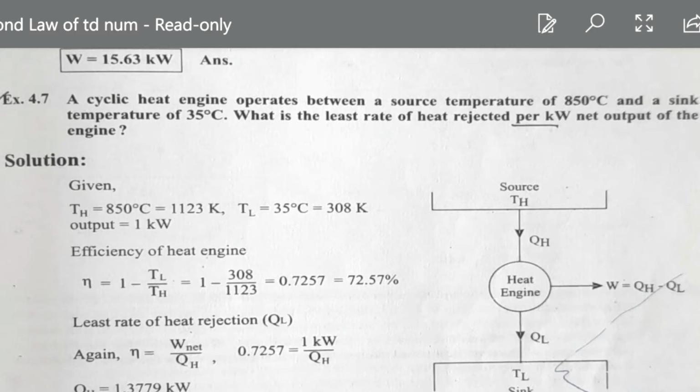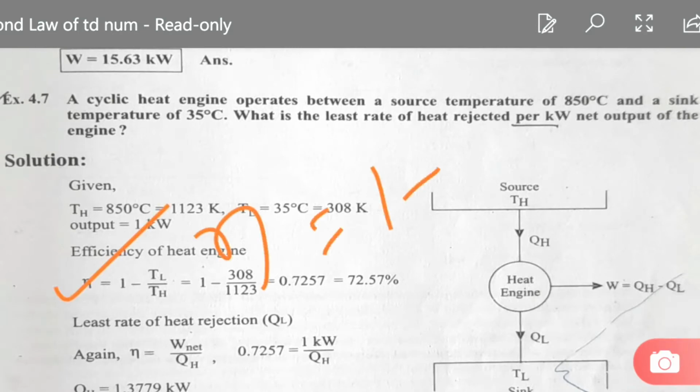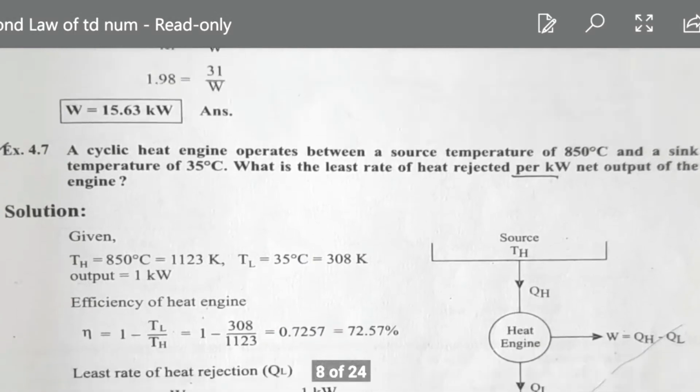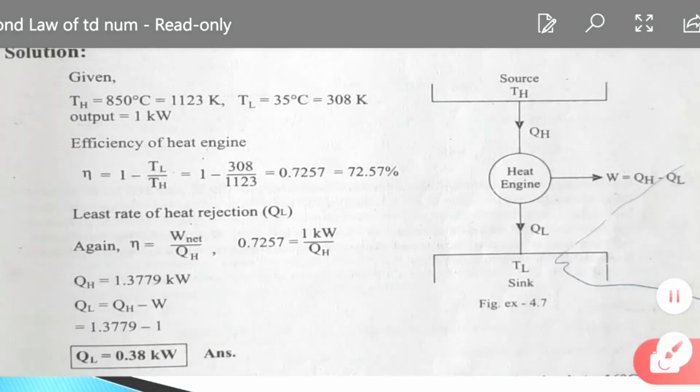Okay, efficiency of heat engine, that is eta, eta equal to 1 minus TL divided by TH. This is Carnot efficiency. Okay, so here TL is 308 and TH is 1123. So this will be equal to 0.7257, or that is equal to 72.57%.